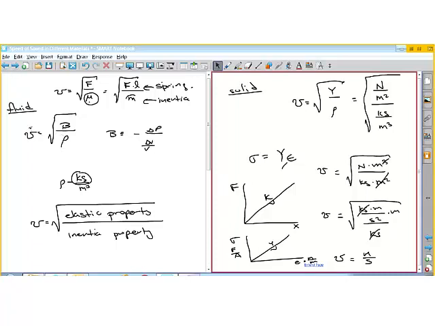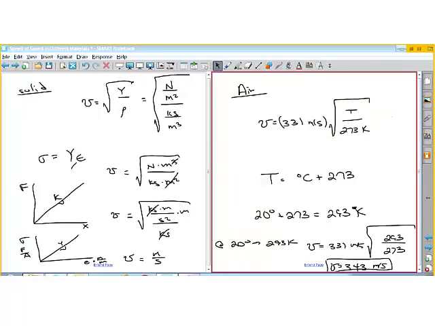So anyway, to review for fluids, fluids can be gases or liquids. You have the velocity as a square root of what's called the bulk modulus over the density. It ends up being an elastic property over an inertial property. And solids have a similar kind of expression, but you use Young's modulus instead.